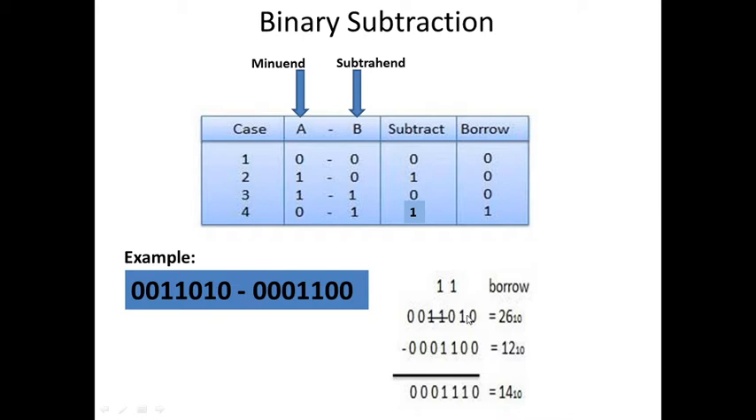The first number minus the second number. 26 minus 12. 0 minus 0 is 0. 1 minus 0 is 1. Now see, 0 minus 1. It is not possible, so I have to borrow from the neighbor. So from the neighbor it is coming here.